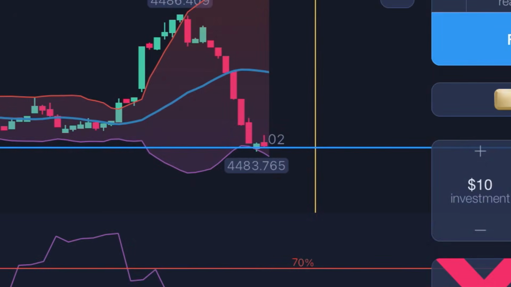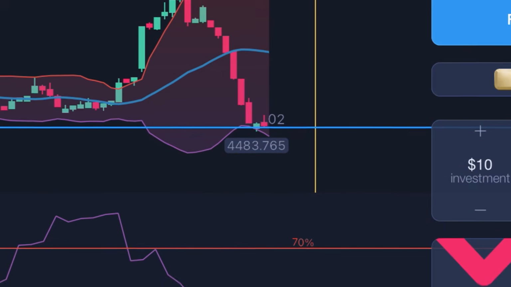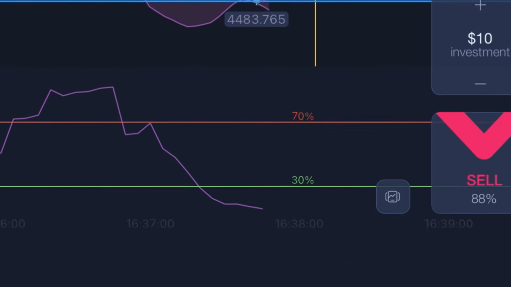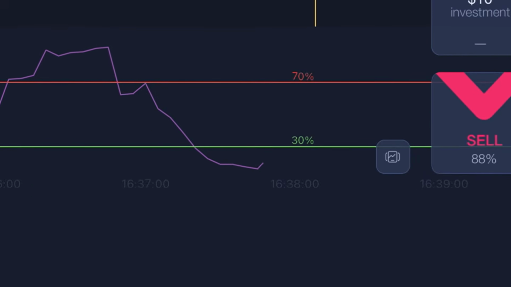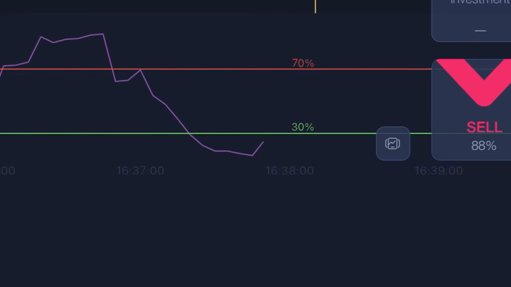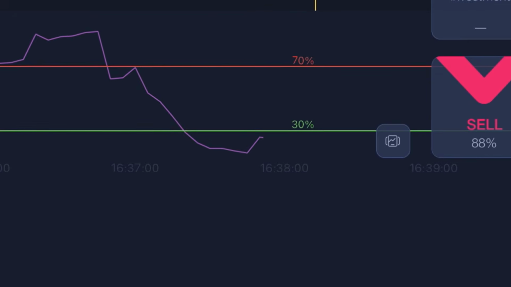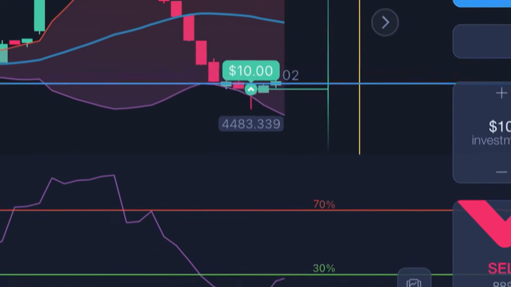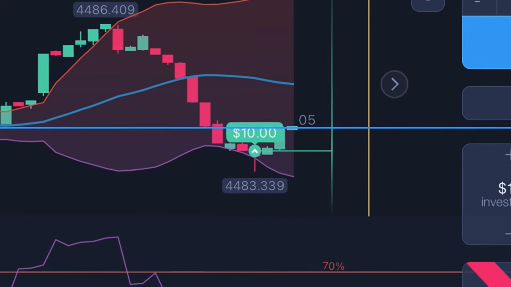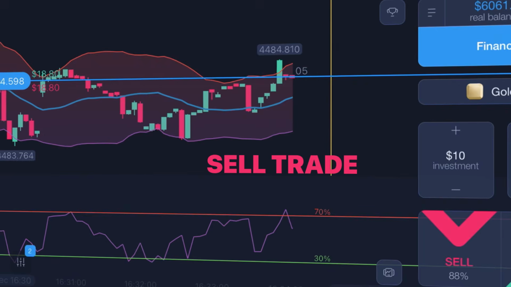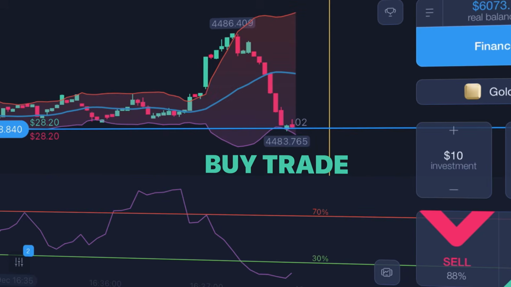On the other hand, to confirm a buy trade after the market touches the bottom band, the RSI needs to change direction from a downward trend to an upward trend while staying below the 30% level. Once that happens, we can enter the market with a low-risk buy trade. That's the simple explanation of the strategy we're using. Now let's see this strategy in action.